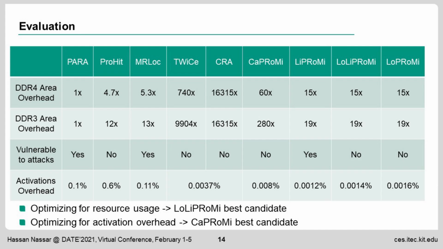The table shows the comparison between TiVaPRoMi and the previous works. From the table, it is clear that when optimizing for resource usage, the best candidate is LowPRoMi. When optimizing for activation overhead, the best candidate is CES-KIT-Research.